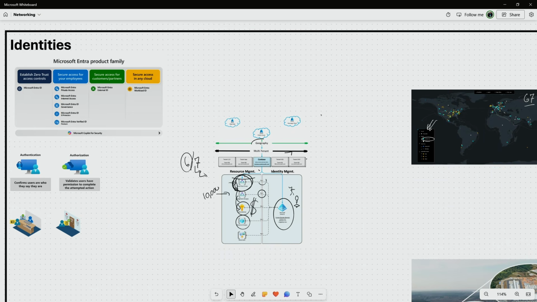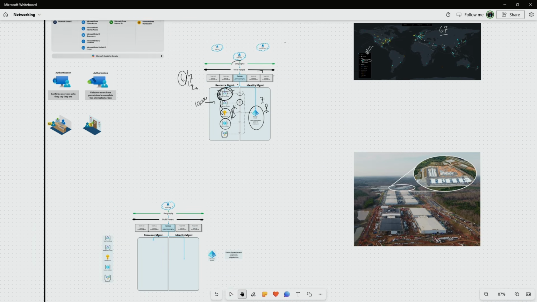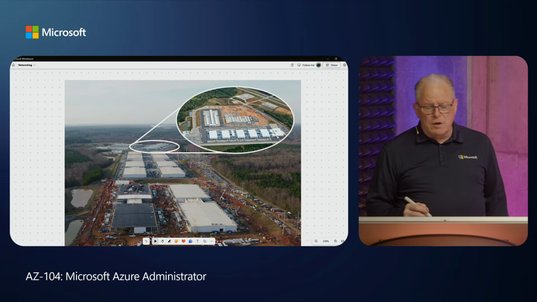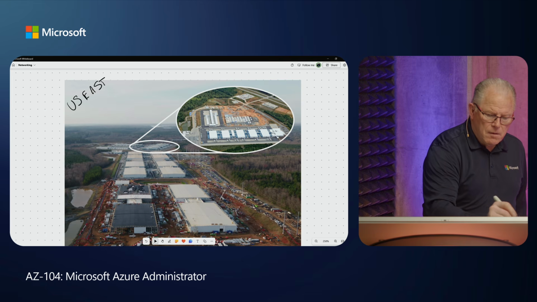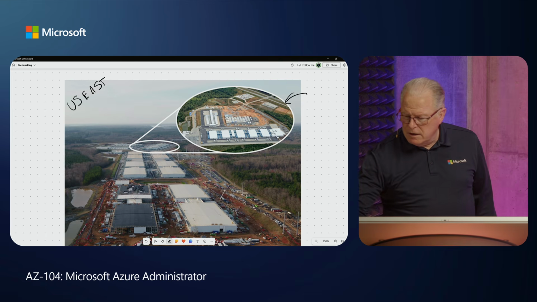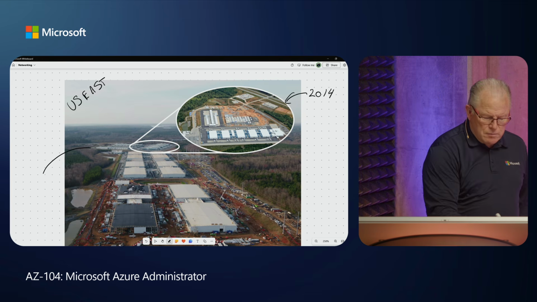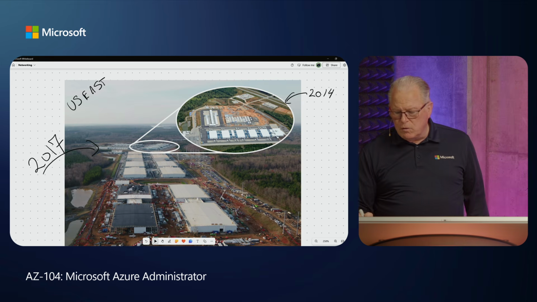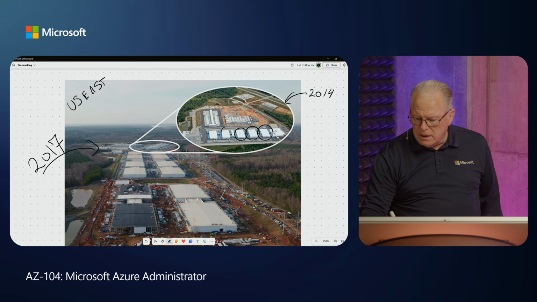Now, I want to go back into this concept of Azure being a global resource with multiple regions. This is a picture of what US East looked like back in 2014, and this is what was added in 2017. So in 3 years, each one of these is what you would call a data center.